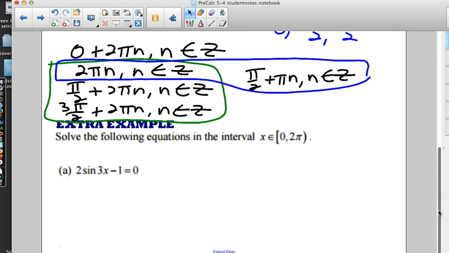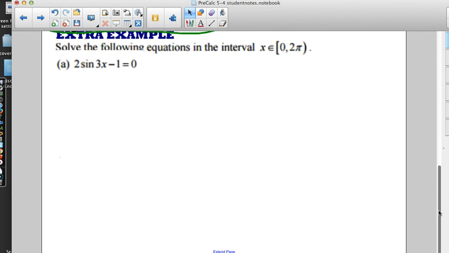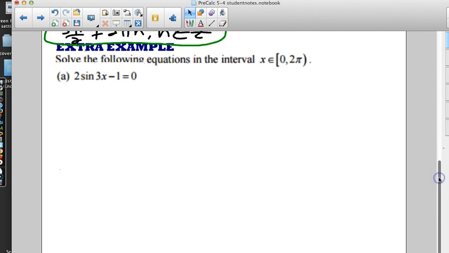Alrighty. Solve the following equations. This one's not an all. This one is interval from 0 to 2 pi, not including the 2 pi. This gets different.